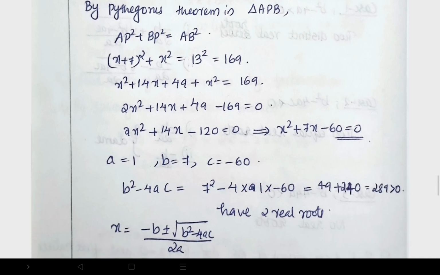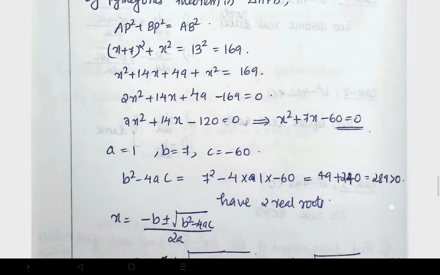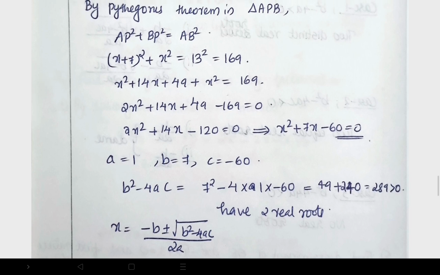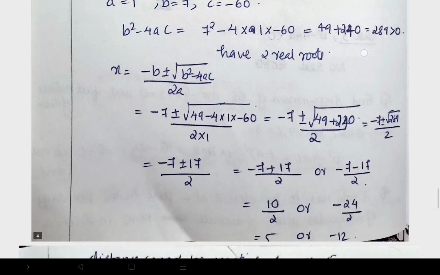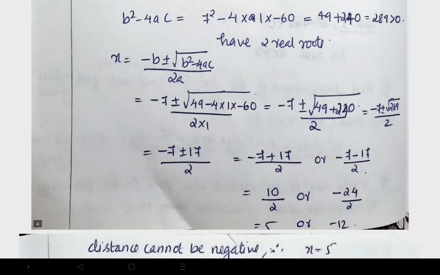Then you are getting 2x square plus 14x minus 120 equal to 0. That implies x square plus 7x minus 60 equal to 0 is the quadratic equation. From this, you can deduce a, b and c as 1, 7, minus 60 respectively. b square minus 4ac equal to 7 square minus 4 into 1 into minus 60, that is 289, which is greater than 0. That implies it has two real roots.